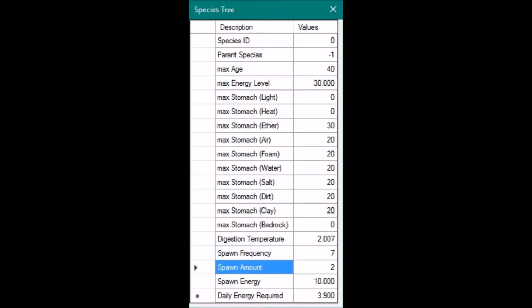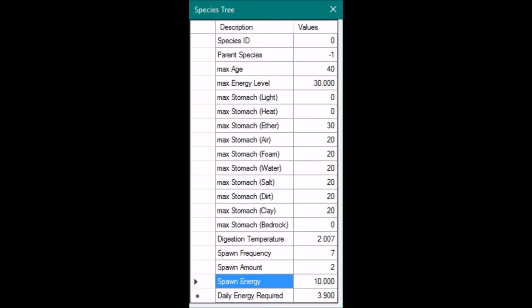On a spawn cycle, this species will try to spawn 2 children. On a successful spawn, the parent will give each child 10 units of energy from its own energy tank. Once again, the parent must balance its spawn parameters. Each time a child is born, the parent gives it some energy, but giving too much could kill the parent. Therefore, the parent must have a break between spawns so it can replenish its energy supply.